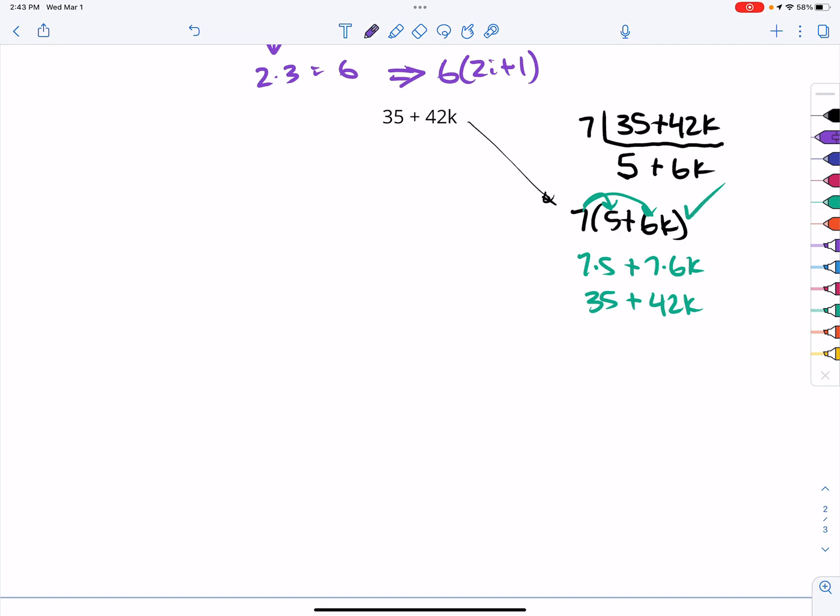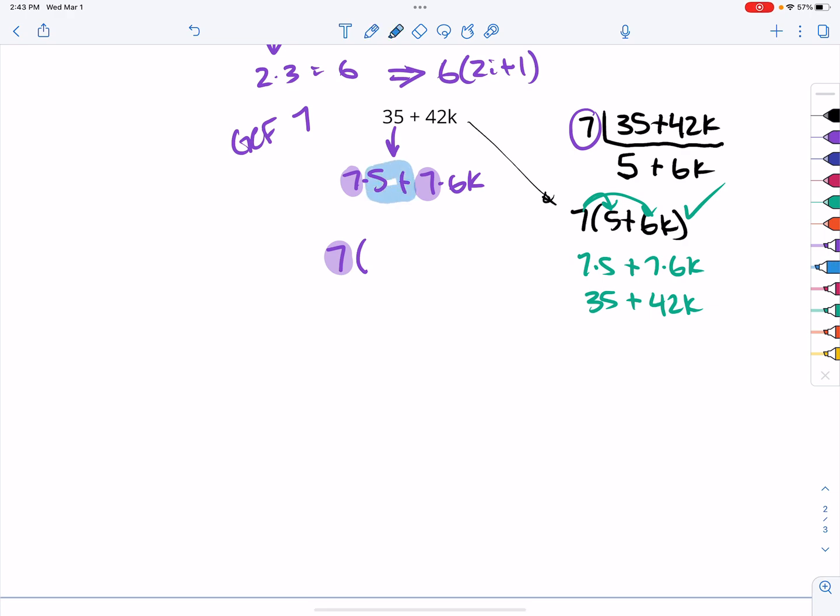But let's try rewriting it using our greatest common factor, which is 7. So I know this 35 is really a 7 times 5, and this 42k is a 7 times 6k. So the number that was distributed to both of those terms was a 7. So that means my 7 is going to go out front, and it was distributed to a 5 plus 6k. So we got the same answer here as we did there. So either strategy works. It's up to your personal preference.